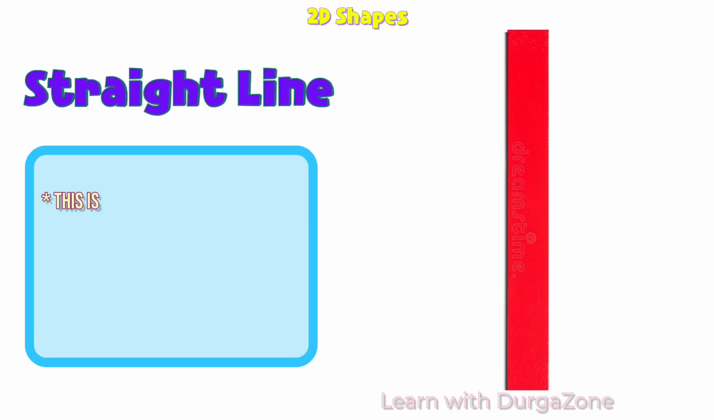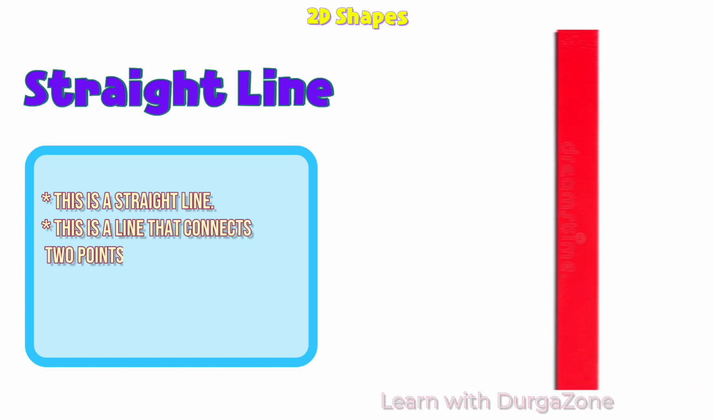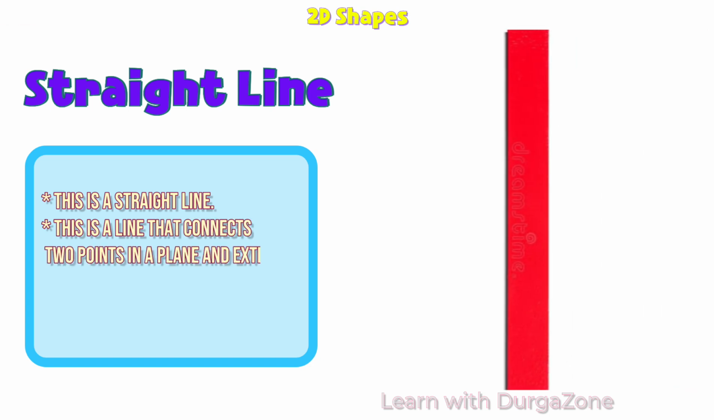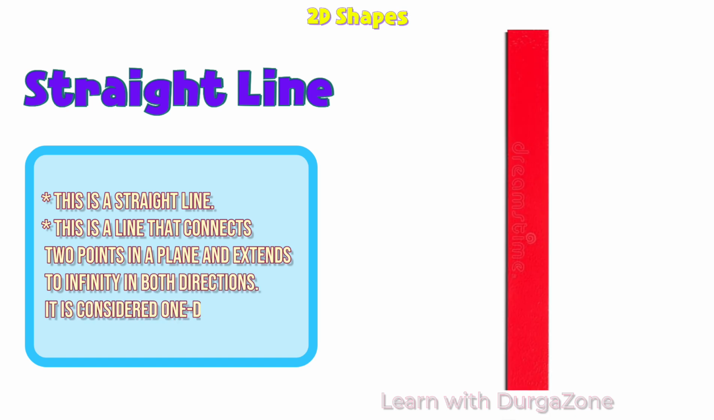Straight line. This is a straight line. This is a line that connects 2 points in a plane and extended to infinite in both directions. It is considered one-dimensional.